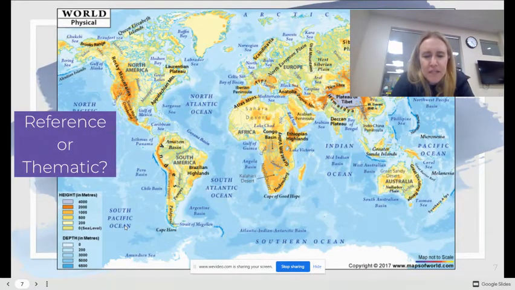So I'm going to have you take a look at this one, and I'm going to give you a second to figure out if you think this is more of a reference or a thematic map.